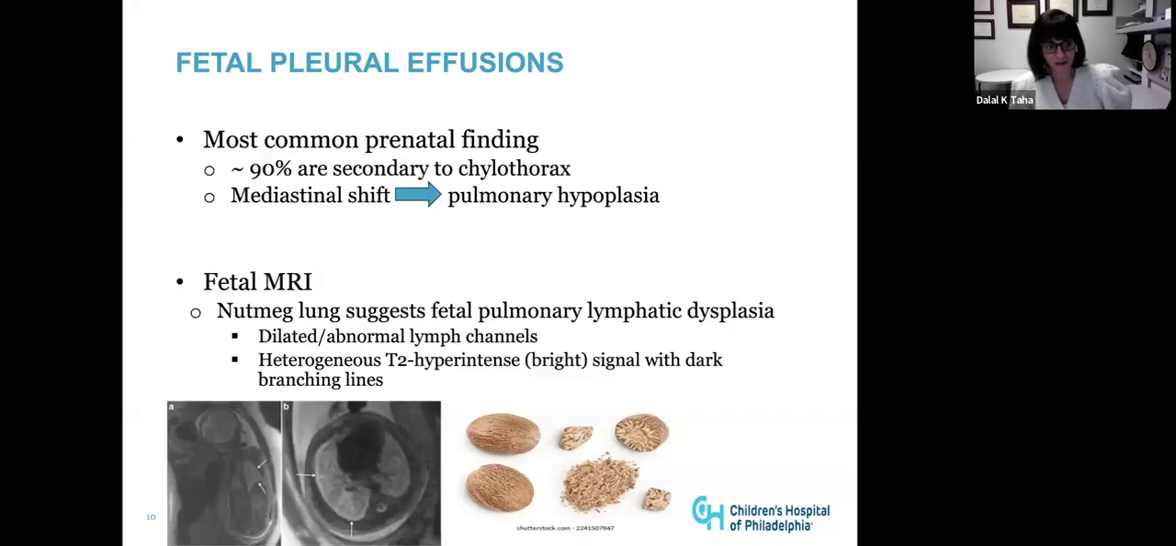So oftentimes, fetal MRIs will be used to further characterize the chylothorax and take a look at lymphatic channels. On the MRI, heterogeneous T2 signals with dark branching linings portend dilated abnormal lymph channels, suggestive of pulmonary lymphangiectasia or lymph dysplasia. This MRI is showing what they call nutmeg lung, and then I included a photo of what a nutmeg looks like in case you didn't know, and they're supposed to look sort of similar.